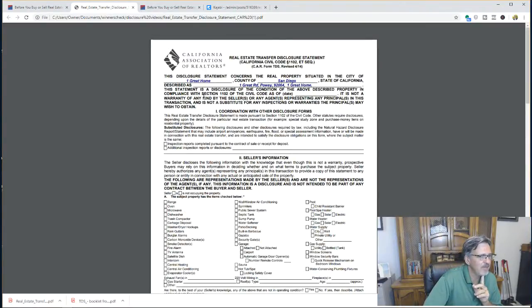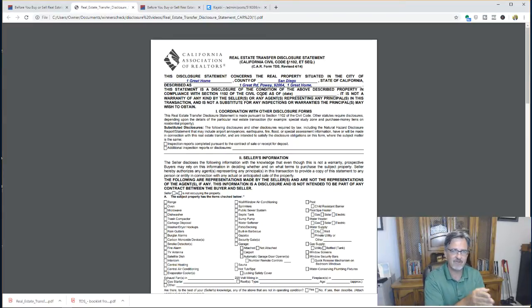So this statement is disclosure of the condition of the above described property in compliance with Section 1102 of the Civil Code. As of, I say if you learn something new, change it. It is not a warranty of any kind by the sellers because the property is being sold as is. Basically, if you're doing this right, the property is being sold as is. The buyers are right to inspect. The buyers are right to ask you to fix things up, but it's being sold as is.